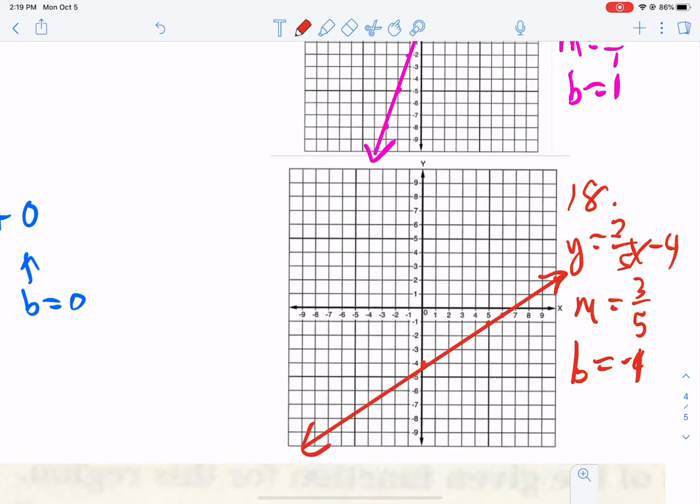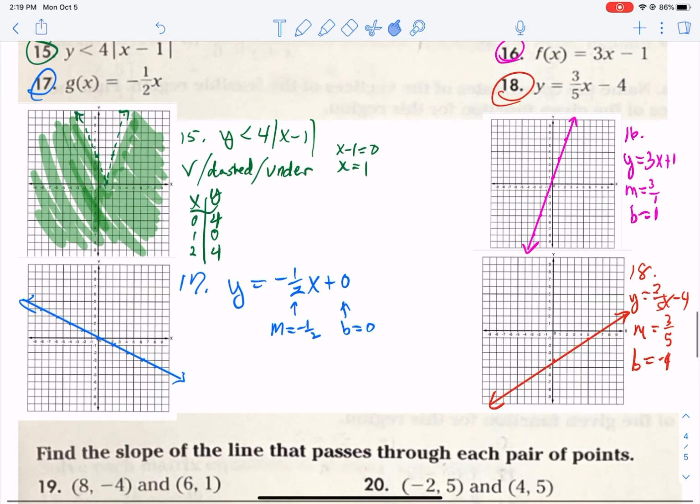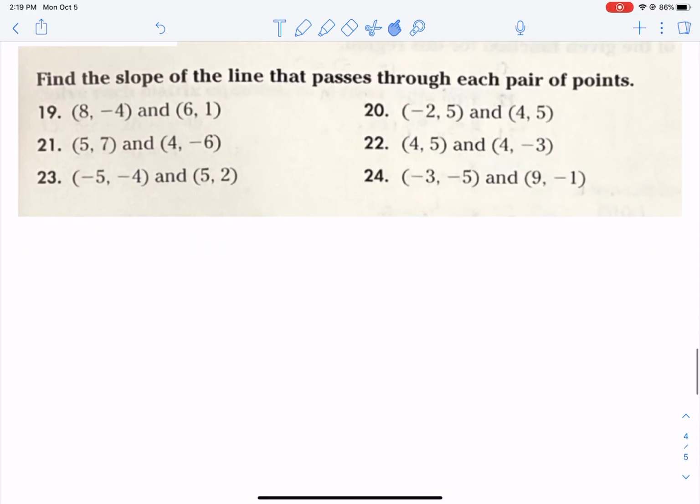And then we get our line. So there's 18. Now for problems 19 through 24, they ask us to find the slope through the pair of points. I'm going to do 19 through 22, and then I'll give you the answers for the last ones, okay? But let's write down the formula. The formula we're going to use each time is y2 minus y1 over x2 minus x1.